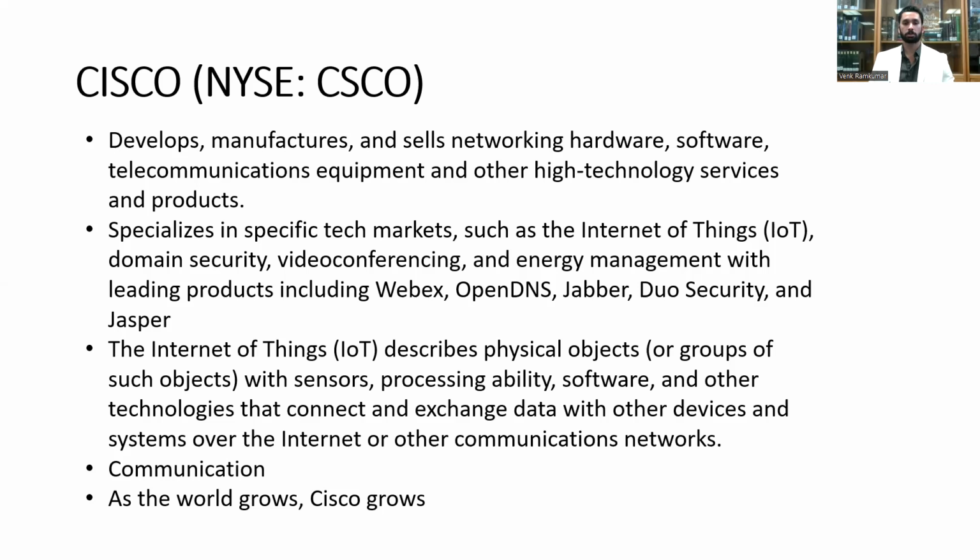What is the Internet of Things? It basically describes physical objects with sensors, processing ability, software, and other technologies that connect and exchange data with other devices and systems over the internet or other communication networks. So it could be like a watch you're wearing that tracks your heart rate, that connects with your computer, which is sending data back to, let's say you work for the Army, they want to track your heart rate, make sure you're feeling good, right? It's all internet.